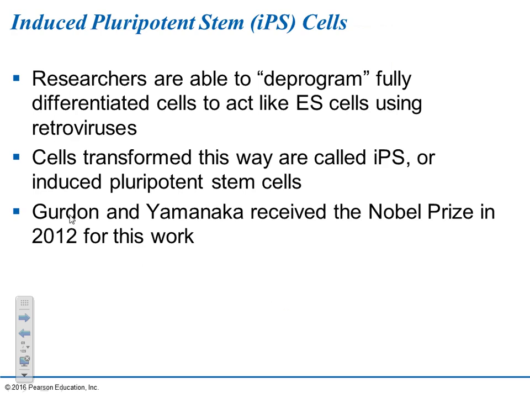The tadpole guy and another dude from Kyoto, Japan, received the Nobel Prize for doing that, turning back the clock, taking cells and turning them back to pluripotent. So instead of regular pluripotent from embryos, these are called induced. We're taking adult cells and making them turn back into pluripotent.